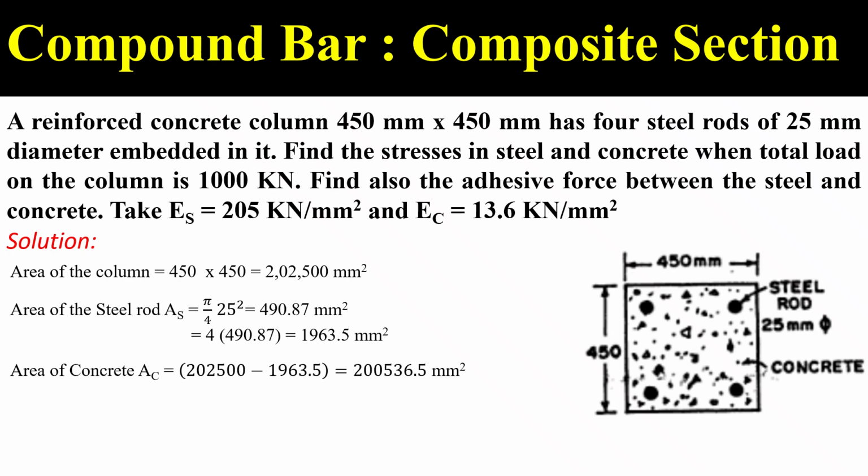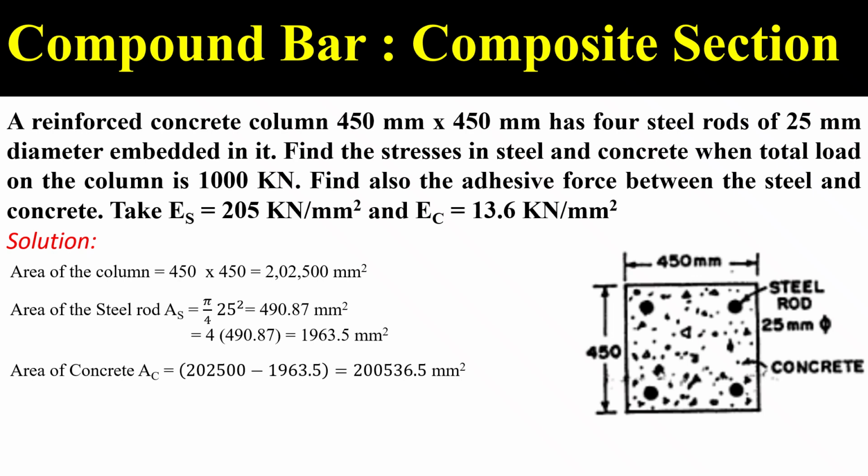Next we have to determine the area of the concrete. The area of the concrete becomes the area of the column minus the area of the steel rods. Let's consider AC equal to the area of the column, 202,500, minus the total area of the steel rods, 1963.5. So the area of the concrete AC equals 200,536.5 mm square.